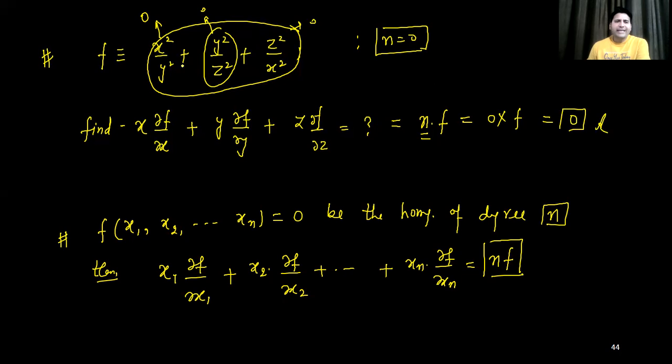Or you can do another thing. If you are not writing numerator minus denominator, take these terms into numerator. So the first term will be x square into y to the power minus 2. Degree will be 2 minus 2, that is 0. It is also 2 minus 2. This is how we are finding the degree of this homogeneous function. I hope you understood the concept.